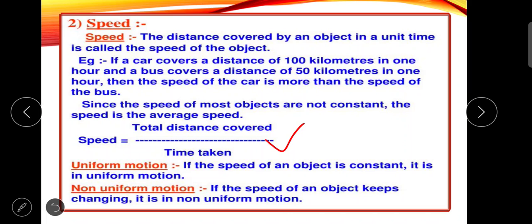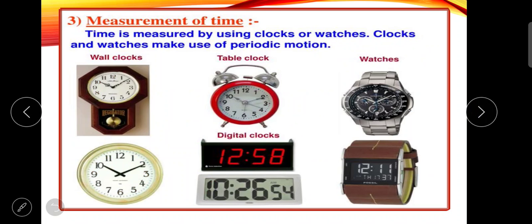So children, if the speed of an object is constant, it gives you uniform motion. And if the speed of an object keeps changing, it is non-uniform motion. So we should understand what the speed of an object is. It is the distance covered in unit time.